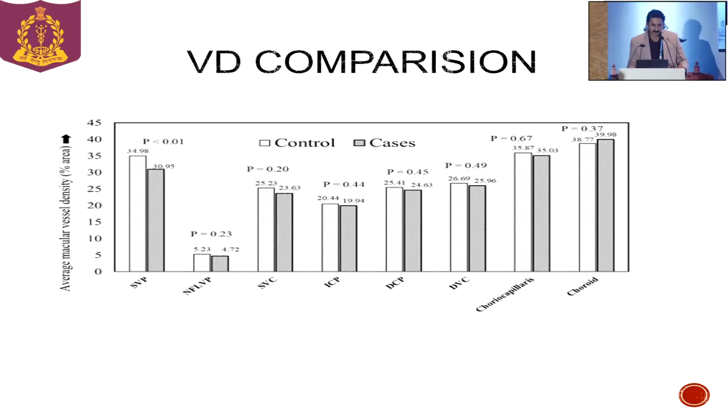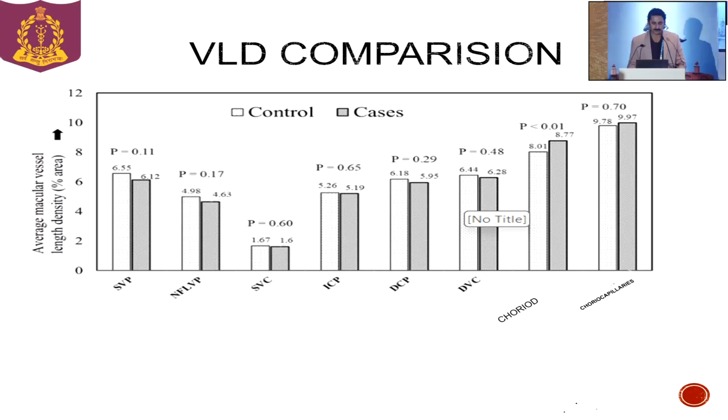And in this picture, we can see the VD comparison, vessel density comparison. Average macular vessel density is plotted on the y-axis, and on the x-axis, the other parameters. If you see, the p-value is less than 0.01, which is significant for the superficial vascular plexus. And this one shows the VLD comparison in the choroid region. Here also, the p-value is significant for HIV positive cases compared to controls.